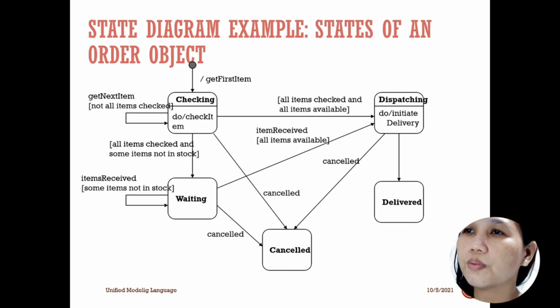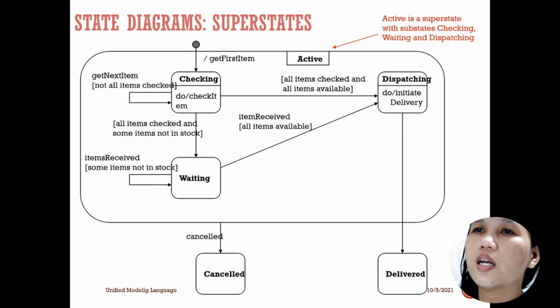So we have to get first the item, we'll check the item, and then wait for the item. If it's already checked and all items are available, it will proceed to dispatching. If the checking is cancelled, it will definitely be cancelled. If the order is available and needs to be dispatched, then it will be delivered. Okay, this is the state diagram on the superstate.